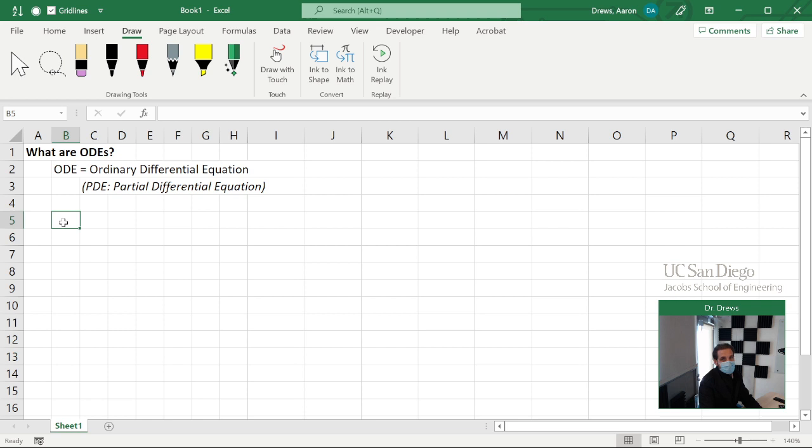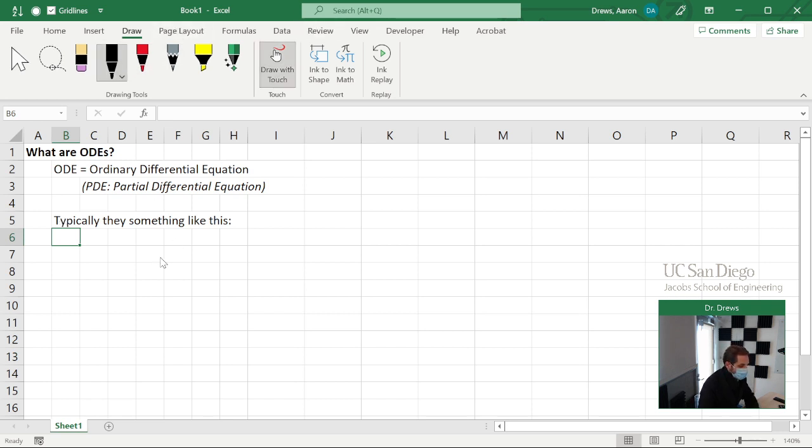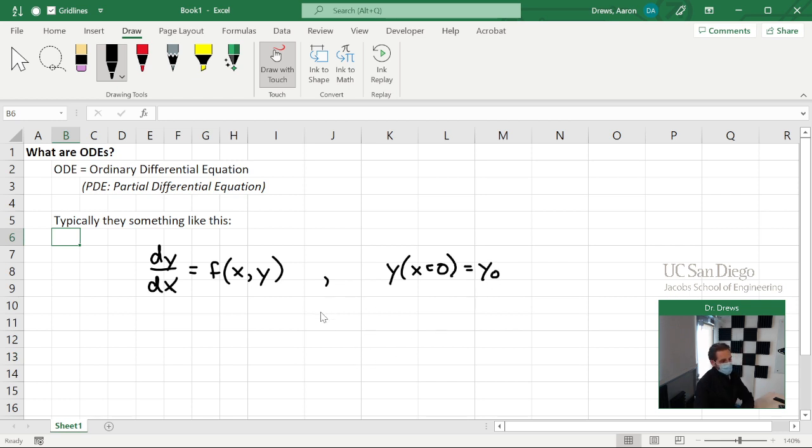MATLAB can solve them. It has several solvers that can do PDEs. But we're not going to get into PDEs. Typically, they look something like this. So how do you know if you're seeing an ODE or not? And you may have already seen them previously. The two variables I'm going to use are x and y. So it would look something like dy/dx is equal to some kind of a function of x and y. And then coming along with it is usually something else that looks along the lines of y when it's evaluated at x equals 0 is equal to typically some number, but also they just call it y0.